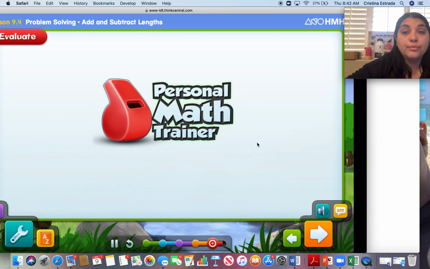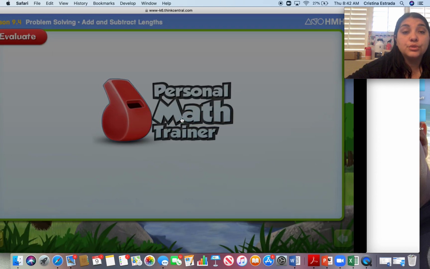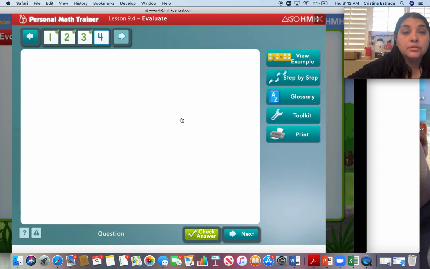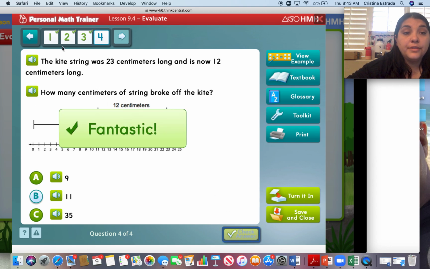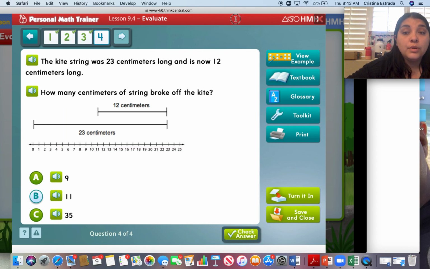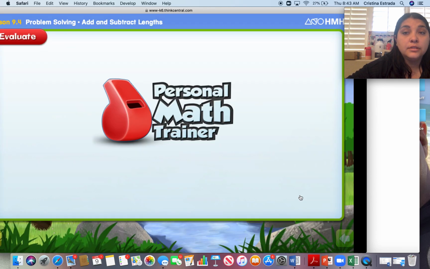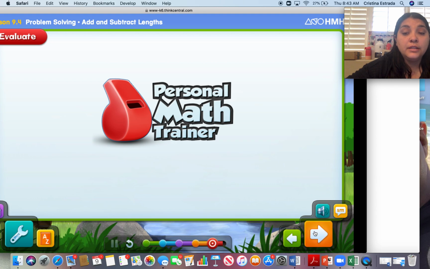It includes the exercise you saw at the beginning of the lesson. Next, I would go to personal math trainer. So I'll click on that one. And then I would go through all of these problems on my own. I would check my answers on each one, just like the first one. Fantastic! And they're all completed. Now, I would hit turn it in.